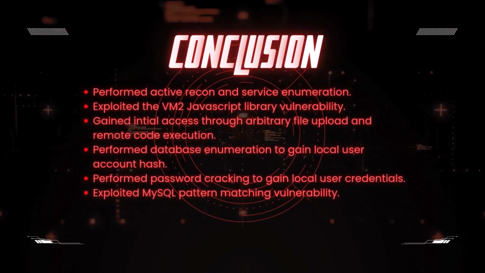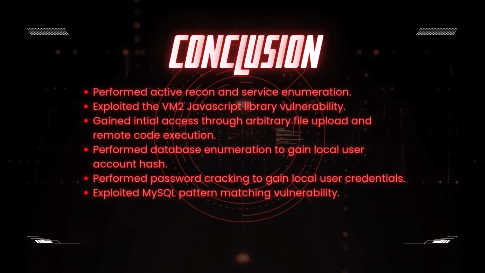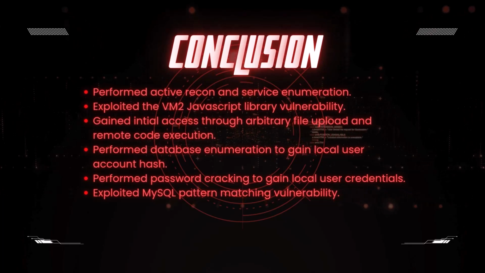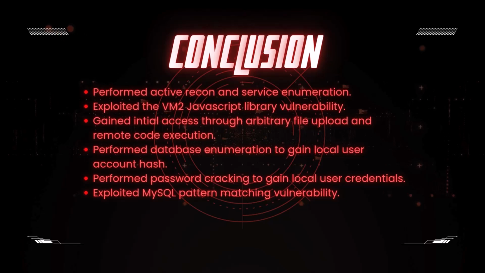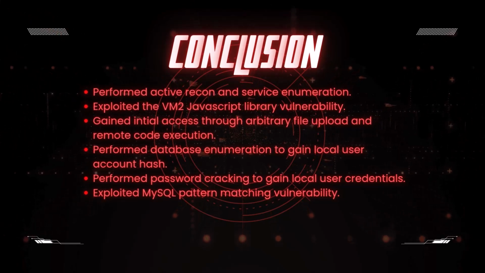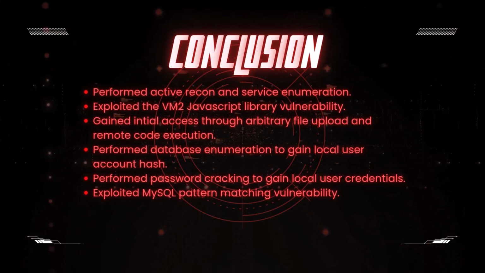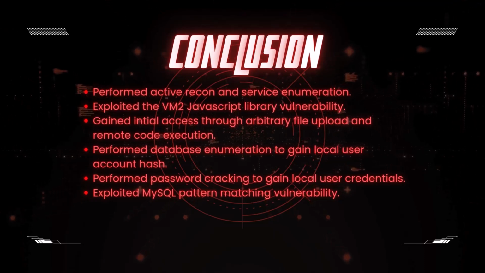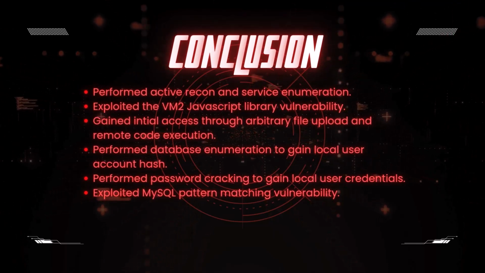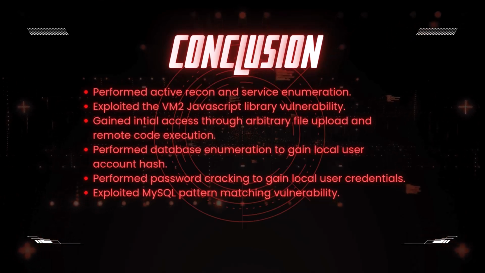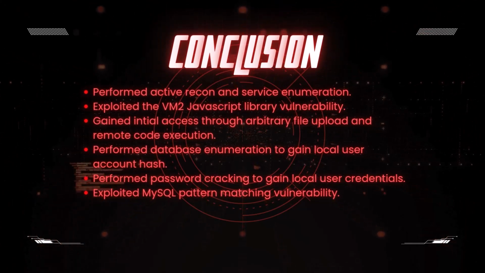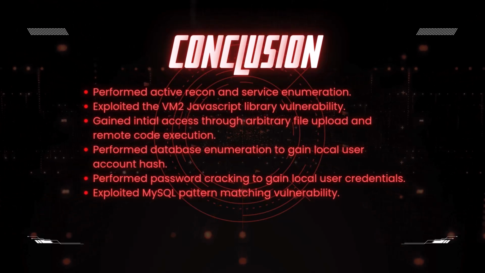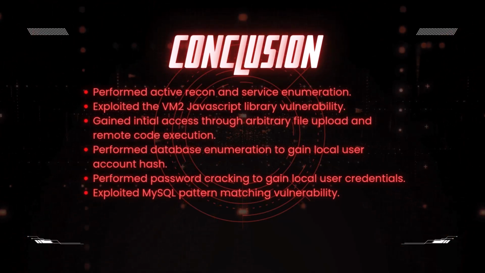In conclusion, by leveraging a variety of techniques, I successfully progressed from reconnaissance to achieving root privileges on the target host. The process began with gathering critical information, which enabled me to gain an initial foothold through arbitrary file upload and remote code execution. Once access was established, further enumeration revealed a viable privilege escalation path. This involved a lateral move to another user account via password cracking, followed by exploiting a pattern matching vulnerability in a bash script. Ultimately, these steps allowed me to escalate to root and capture the final flag.